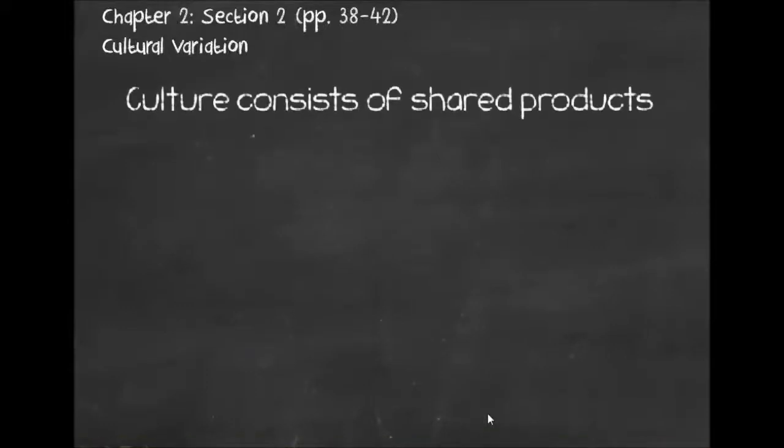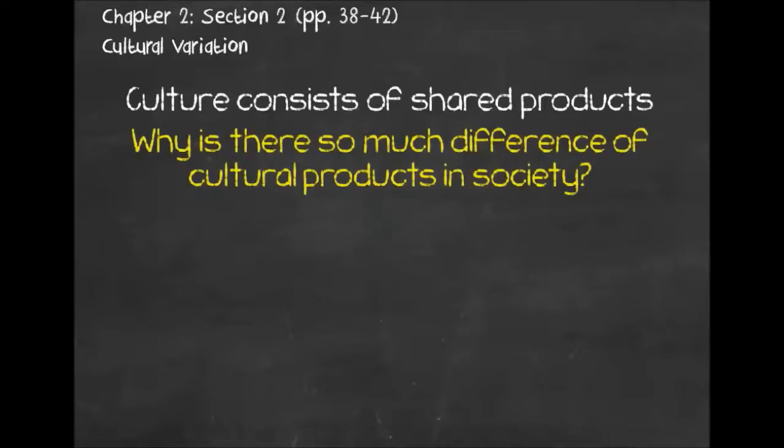In your previous reading, we saw that cultures consist of shared products. These products are not only physical items, but also shared ideas and beliefs. So in each society, there is a degree of conformity around these shared products. But that leads to an important question. How do sociologists explain why there is so much difference of cultural products within a society?